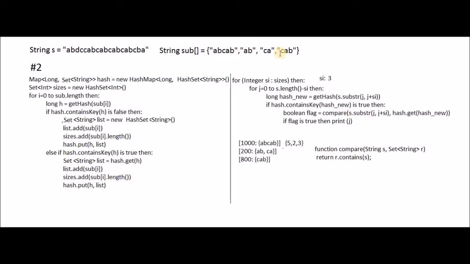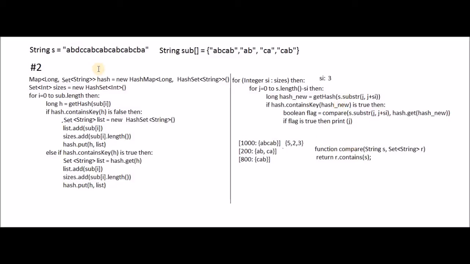If all of these substrings are of the same length, we just need one for loop. That's it, to check whether a given key exists within a given hash map, and if the key is there, then we just check whether a given string is part of that key's value. In this case, the value is the set, so whether a given string is part of that set for that given key.